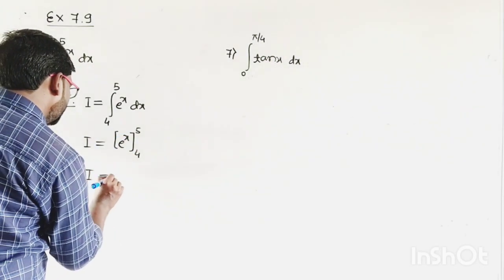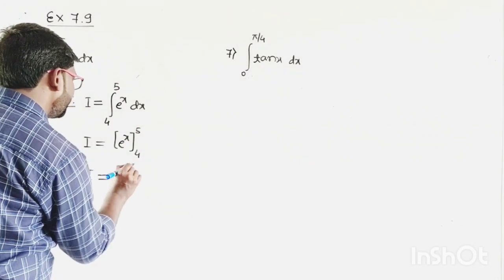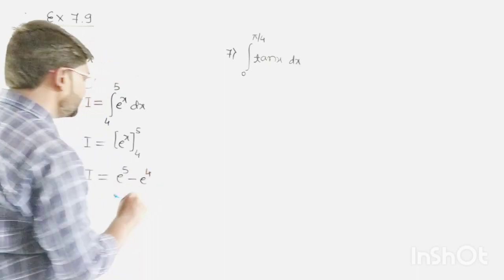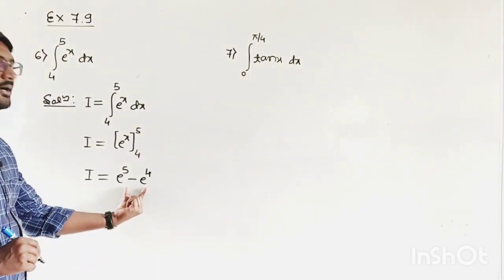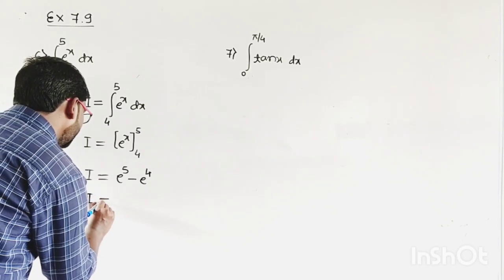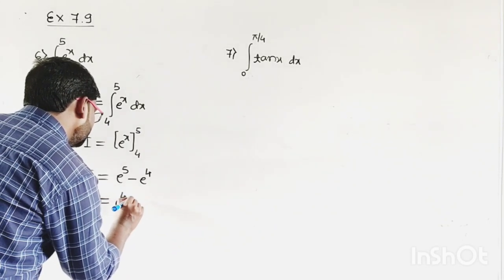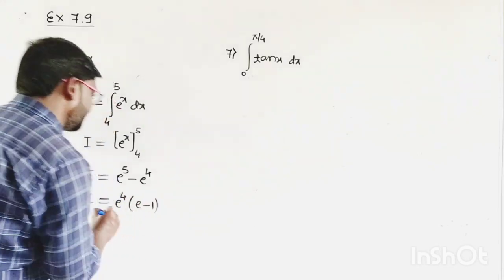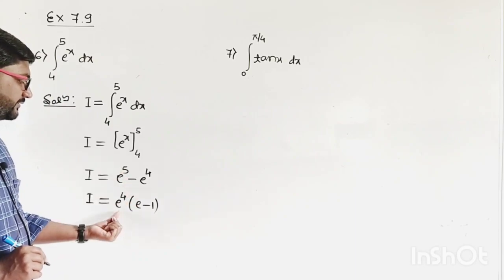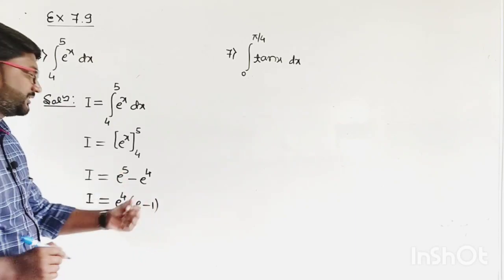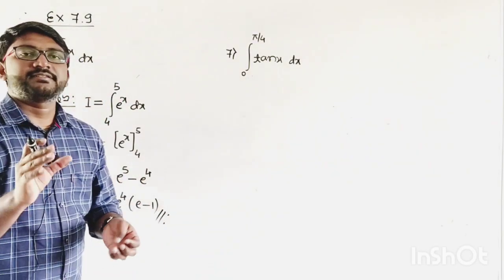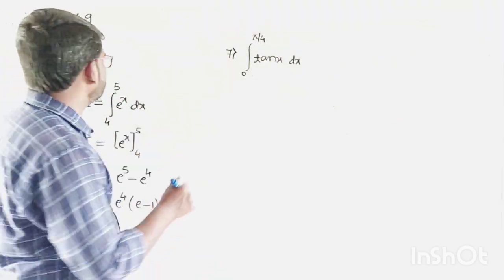equals to, it has to be upper limit, that is e raised to 5, upper limit minus the lower limit, it is e raised to 4. In these two terms we have e raised to 4 common. So here I can write e raised to 4 outside, then e minus 1. So e means it is e power 1. So we get back the previous term if you multiply this e raised to 4 with these two terms. So this is the final answer or the NCERT answer for the 6th one. Let us move on to the 7th question.